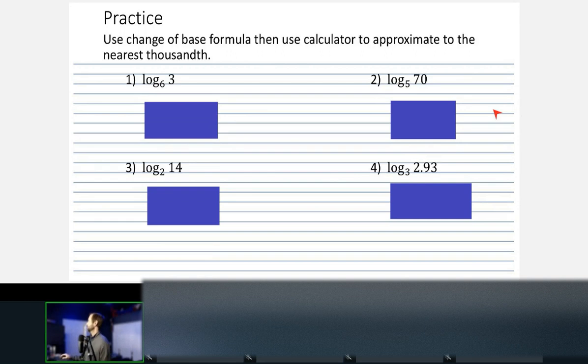All right, what did everyone get for your answer? 0.613. Yep, same thing. And I chose natural log. You can just do log. It doesn't matter. I prefer to use natural log. So natural log of 3 divided by natural log of 6. All right, everyone do the next one and give me a green check when you finish it.